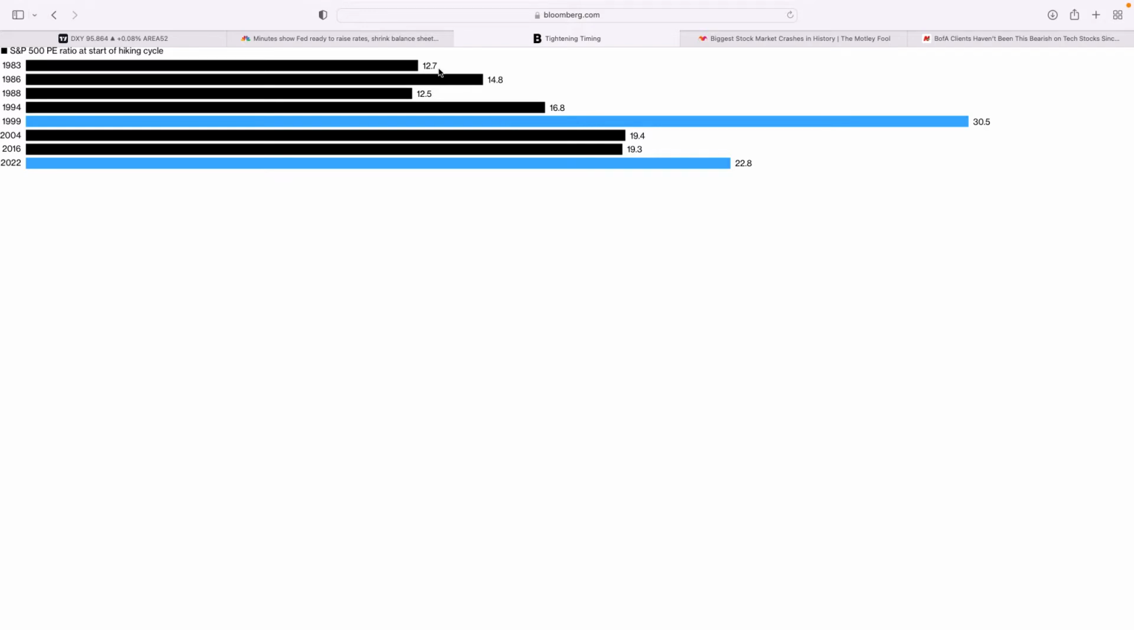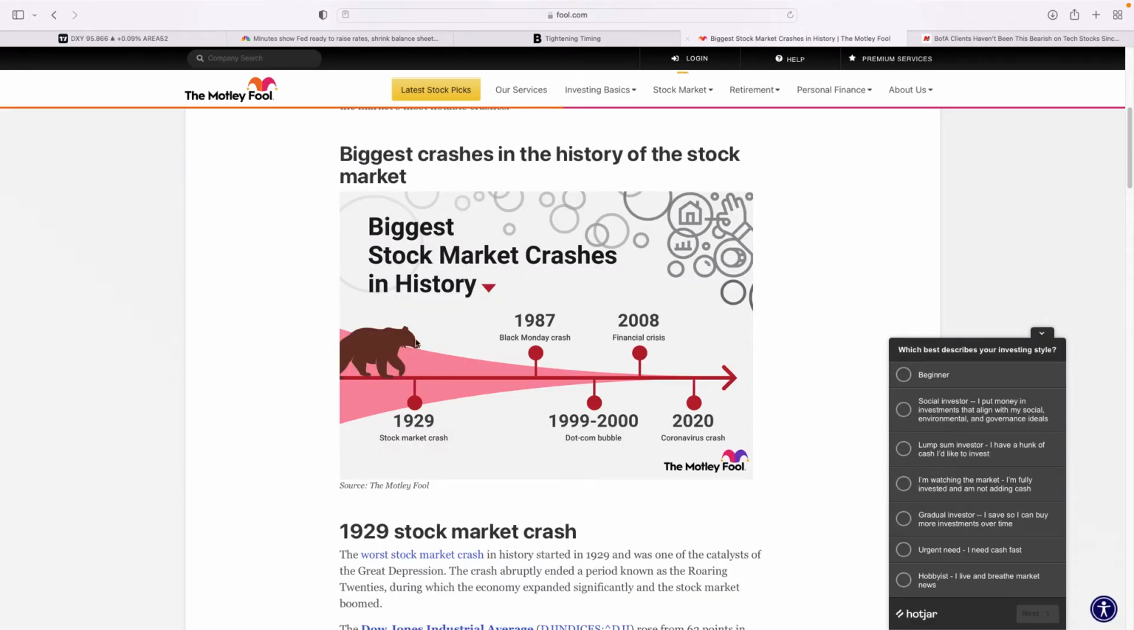Now you can see in 1983 it was sitting at 12.7%, but I'm not going to go through all of these numbers. I want you to focus on the blue ones. You can see that the only time it was higher than what it is now was in 1999. And if you don't remember what happened in 1999, let me give you an indication over here.